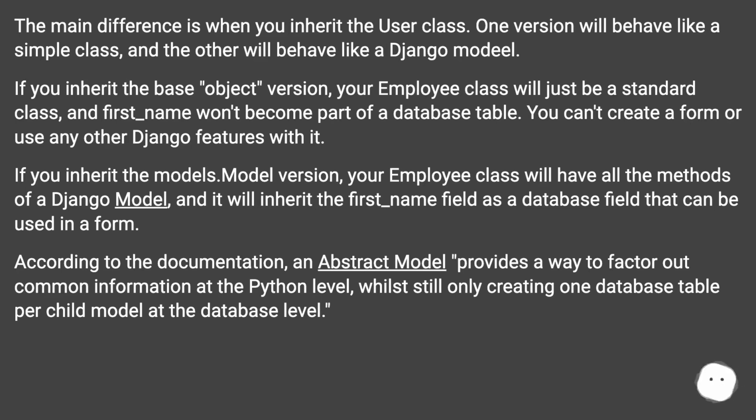According to the documentation, an abstract model provides a way to factor out common information at the Python level, whilst still only creating one database table per child model at the database level.